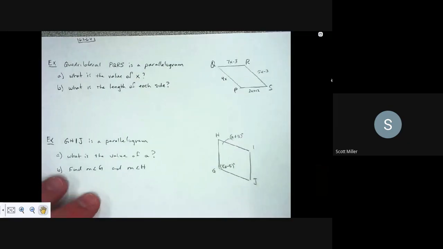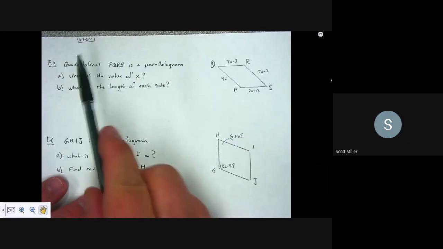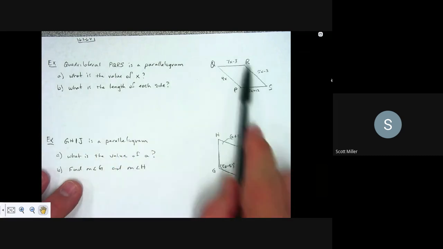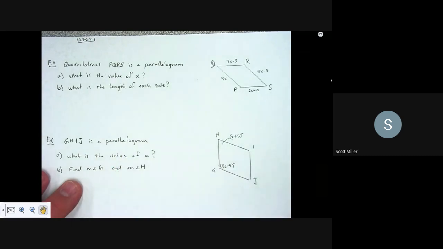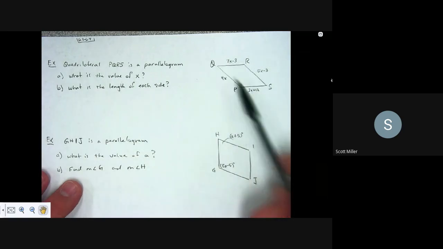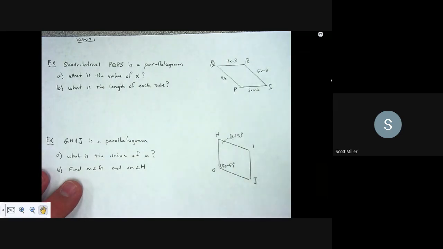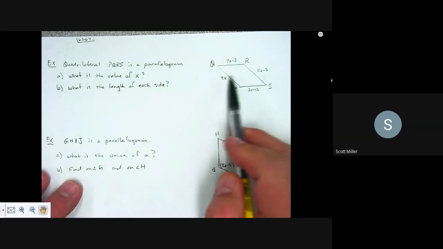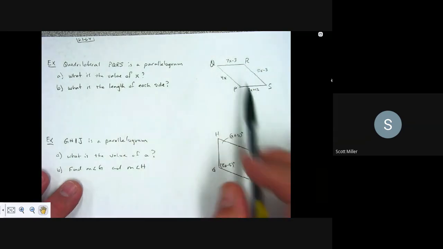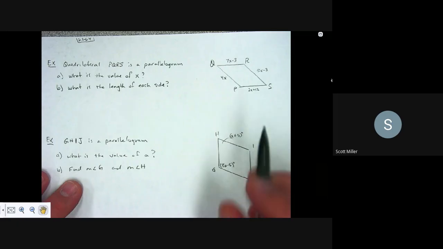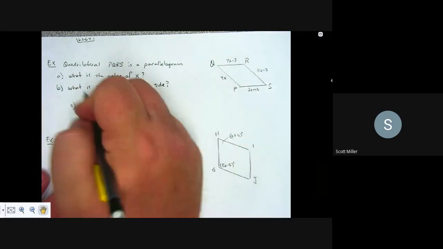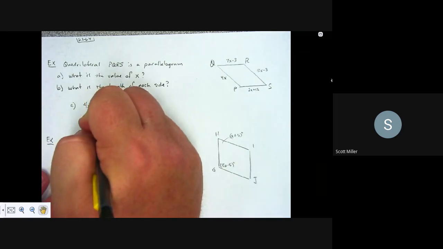So here we have example number 1. We have a quadrilateral PQRS. PQRS is a parallelogram. What is the value of X? So what I know, because this is a parallelogram, because you told me such, opposite sides will be parallel and congruent. This means, for part A, I simply need to take a pair of opposite sides and set them equal to each other in length.